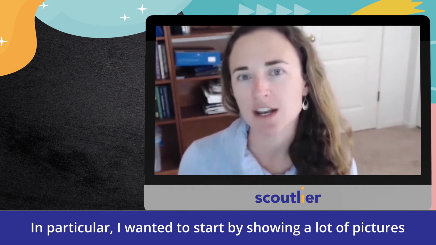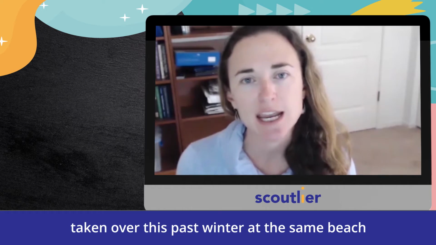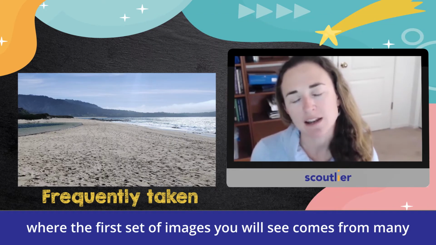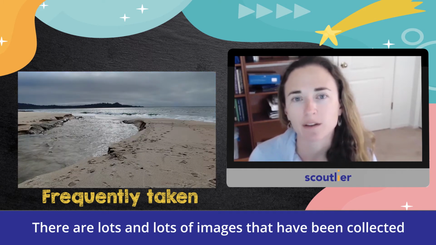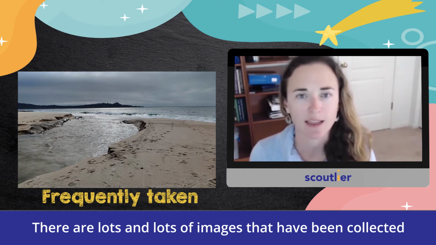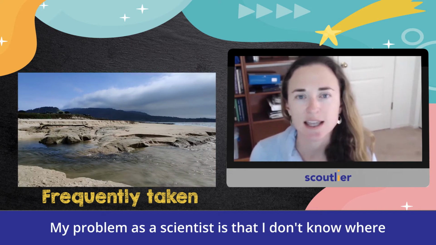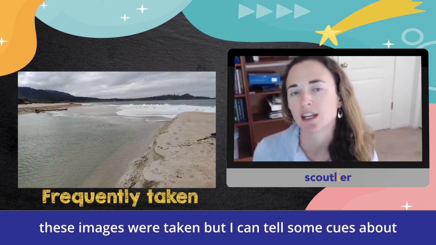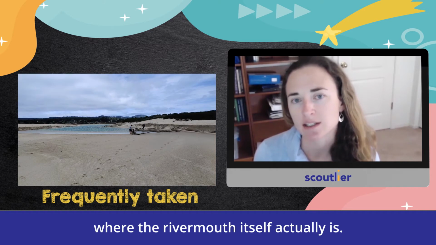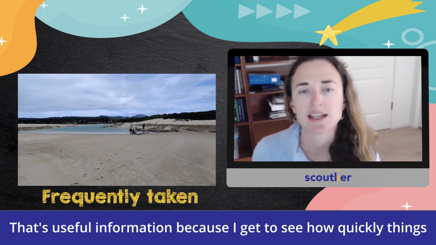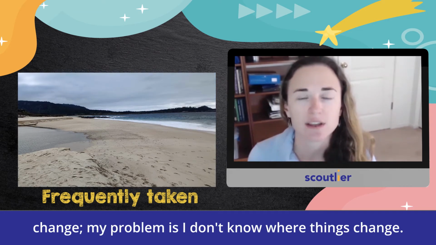In particular, I wanted to start by showing a lot of pictures taken over this past winter at the same beach, where the first set of images you will see comes from many different fields of view, but they're more frequent. There are lots and lots of images that have been collected from many different locations. My problem as a scientist is that I don't know where these images were taken, but I can tell some cues about where the river mouth itself actually is. That's useful information because I get to see how quickly things change. My problem is I don't know where things change.